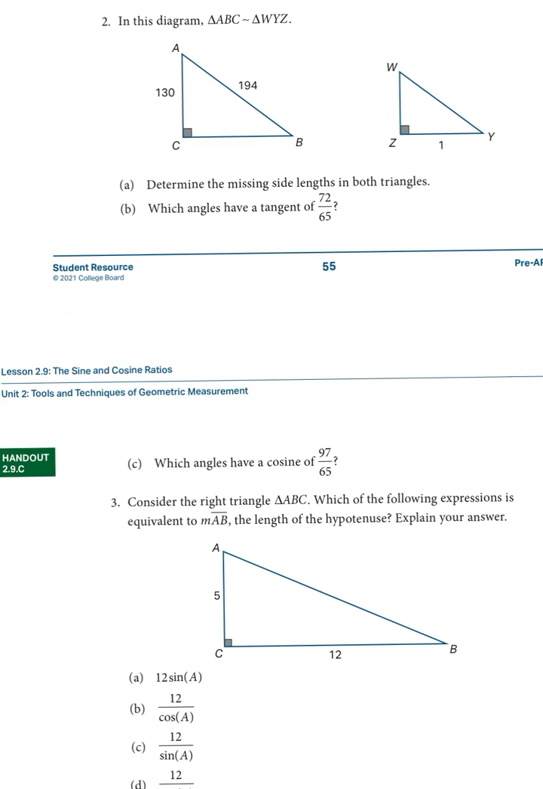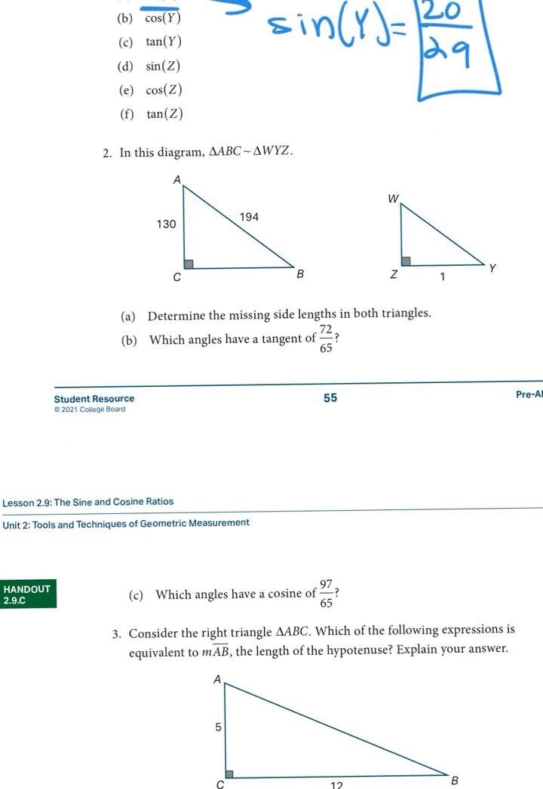In this diagram, triangle ABC is similar. So this little symbol right here means similar. So triangle ABC is similar to triangle WYZ. Okay. So determine the missing side lengths in both triangles. So we know that this is 130, this is 194, and we know that this is 1, but we don't know what this is, we don't know what this is, and we don't know what this is, right? So I can set up a proportion here.